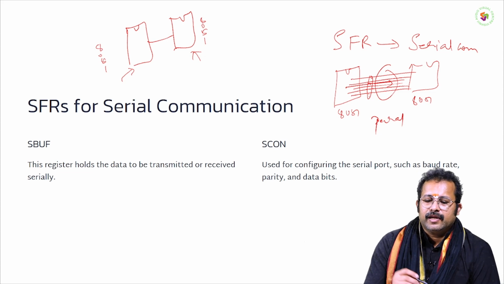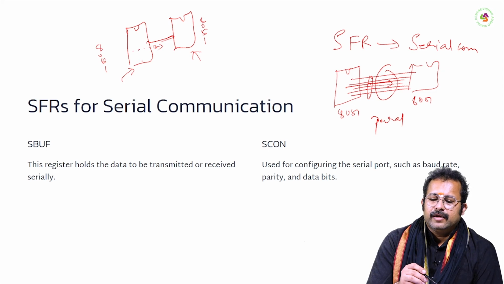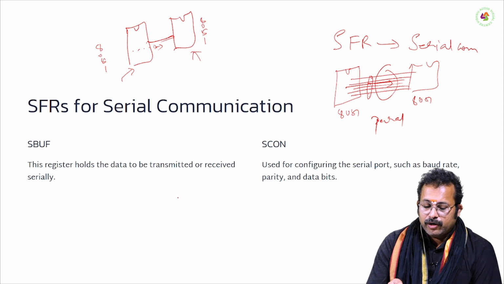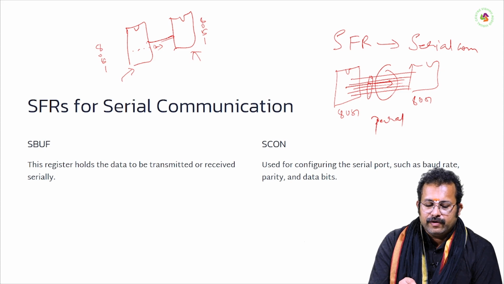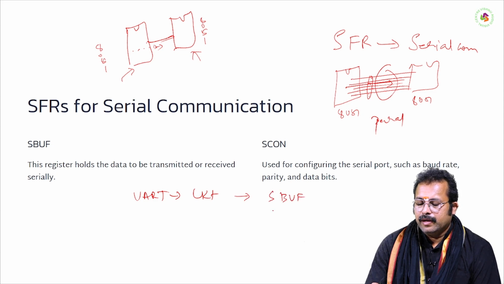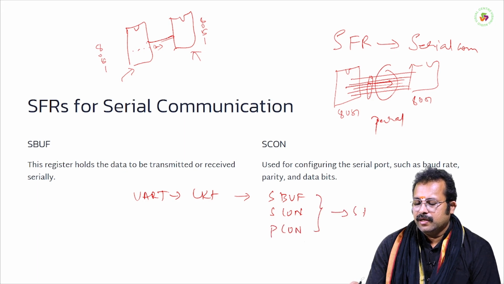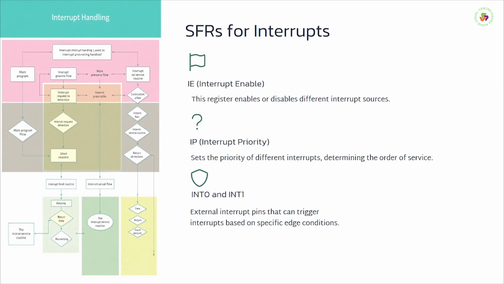If you want to send data serially with a single link, we can send data first LSB bit after bit from this device. There are 3 registers responsible for the operation of serial communication in 8051. UART is the circuit, and it has the serial buffer register, the serial control register and the power control register. These registers are special function registers that are responsible for handling serial communication in 8051.